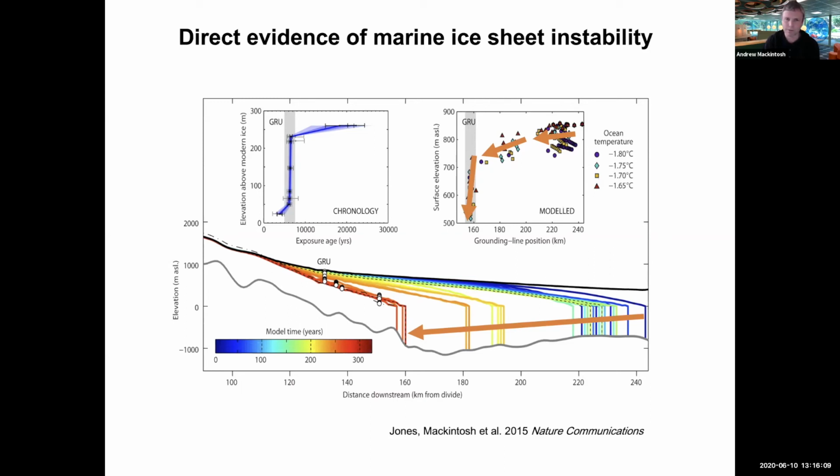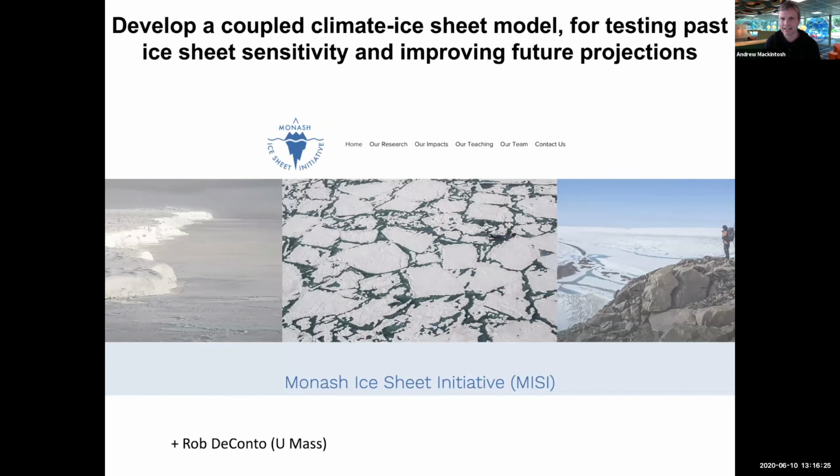We've been able to quantify, for example, the rates of change that can occur and the duration of an event like this. So we showed that the ice thinned at a rate of about 1 metre per year, and this extended for multiple centuries after the initiation. That's very important for understanding the future behaviour of the ice sheet.